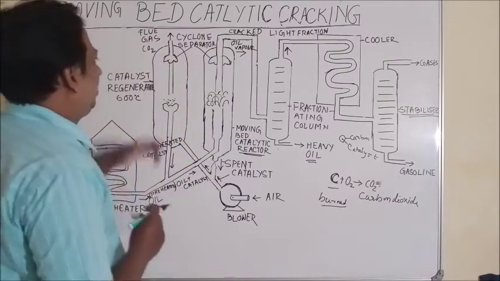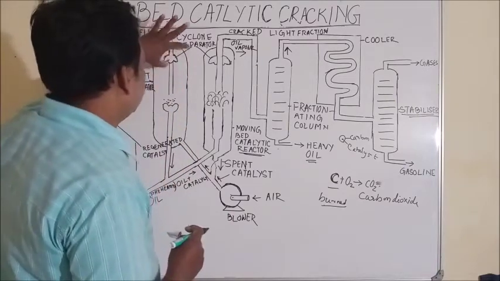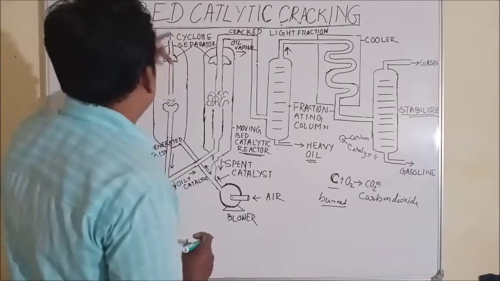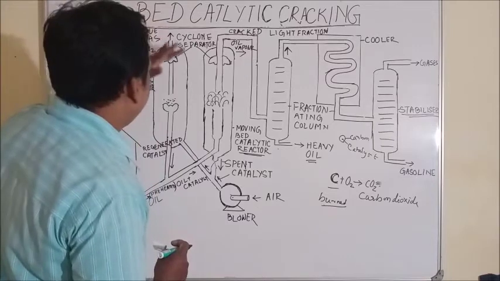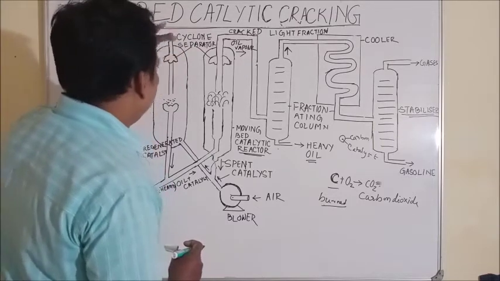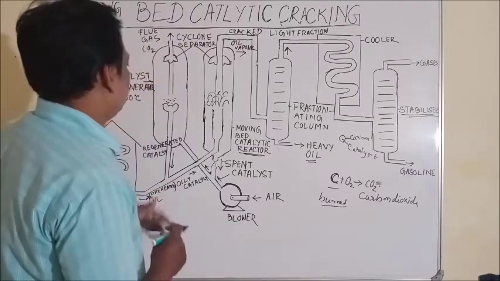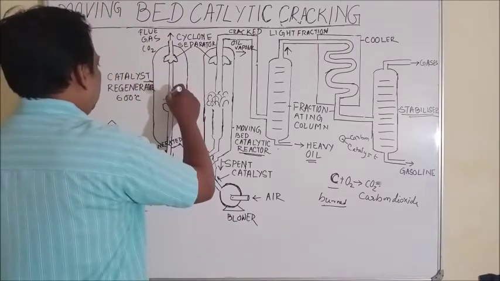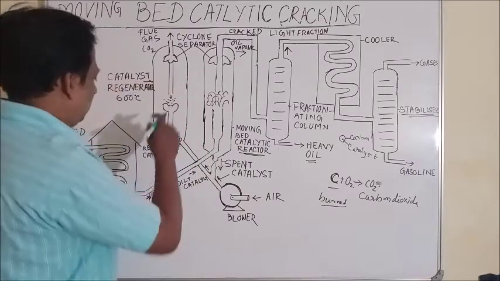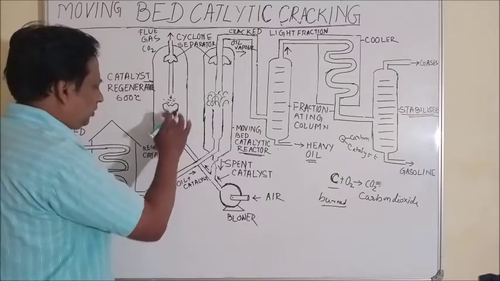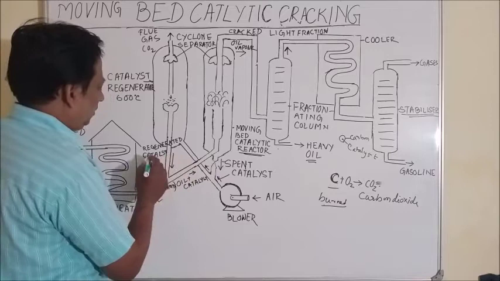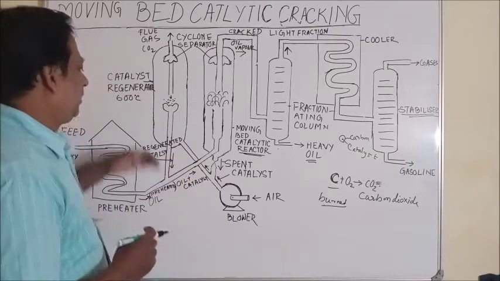goes up, but there is a cyclone separator at the top. It allows the carbon dioxide to go up, but does not allow the catalyst to go up. So the catalyst automatically falls down. The catalyst which is falling comes through this vertical pipe. This is the regenerated catalyst which falls down.